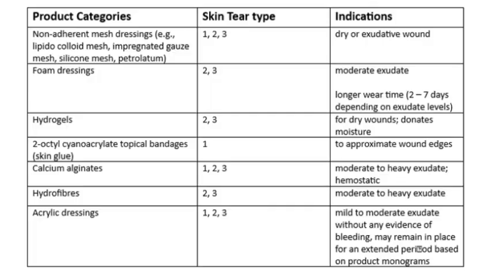Okay, really any wound with moderate to heavy exudate, that's what the alginates are used for. Same with the hydrofibers. The hydrofibers are used for moderate to heavy exudate, but they're only recommended for type 2 and 3. And then we have the acrylic dressings. Now these are my absolute favorite. They can be used for type 1, 2, or 3, and they have an extended wear time.